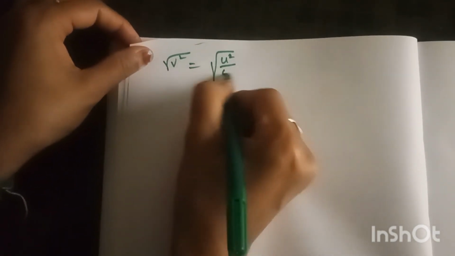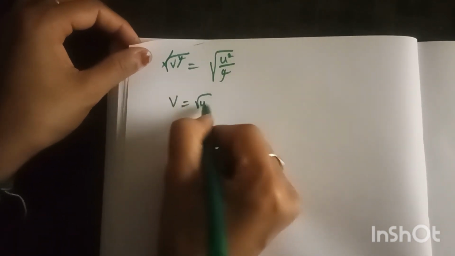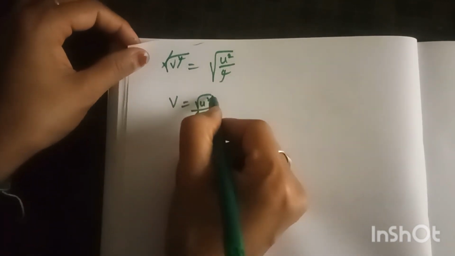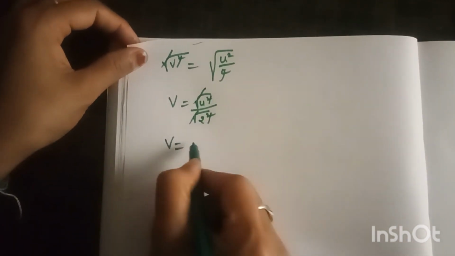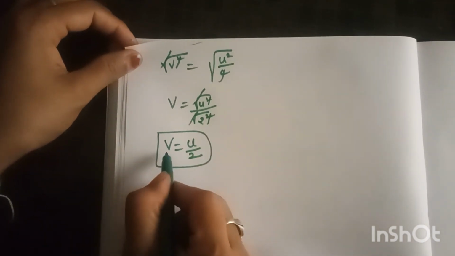What you will get here? Under root v square equals to under root u square by 4. Square root will be cancelled. V equals to under root u square by under root 4. 4 can be written as 2 square. Square root will be cancelled. So velocity equals to u by 2. So this is the velocity at the 3/4 of the maximum height. That is v equals to u by 2.